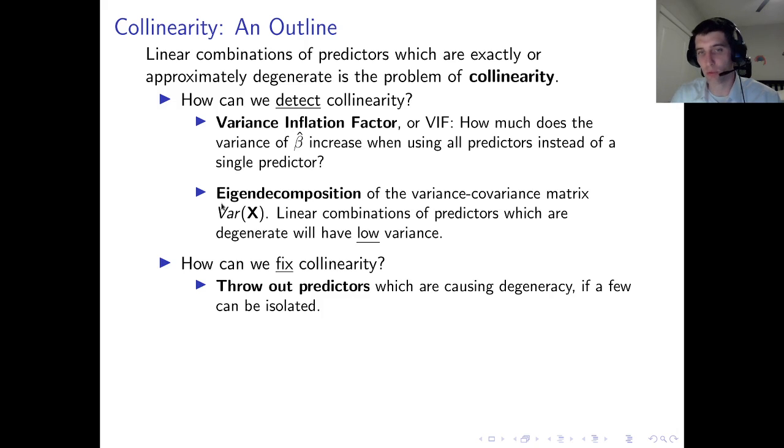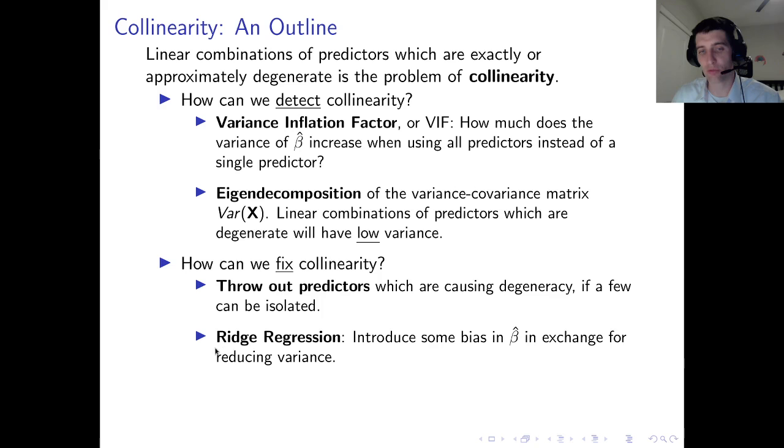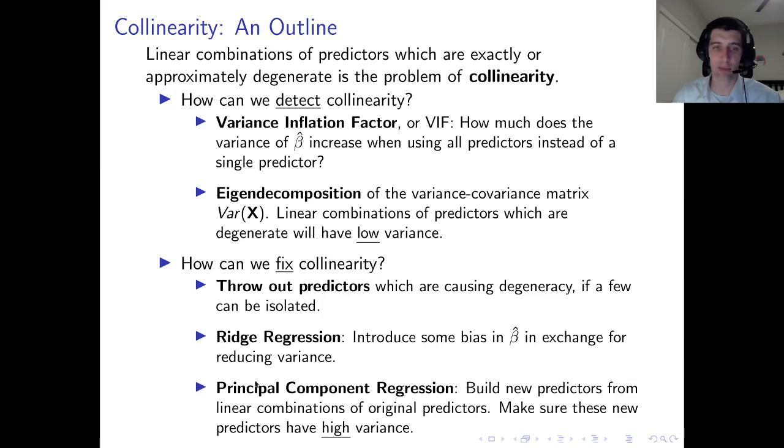We're going to be able to use this eigen decomposition of the variance covariance matrix of the vector of predictors x. We can throw out predictors which cause degeneracy. We can use a certain regression technique called ridge regression. Again, this is all coming, but this is a summary. And lastly, we're going to do 3 techniques for fixing collinearity: ridge regression, principal component regression, and 2 to detect.